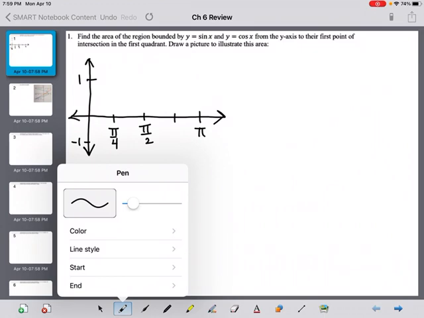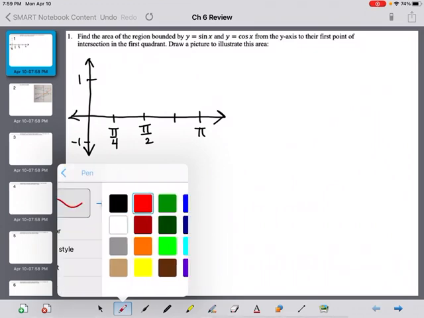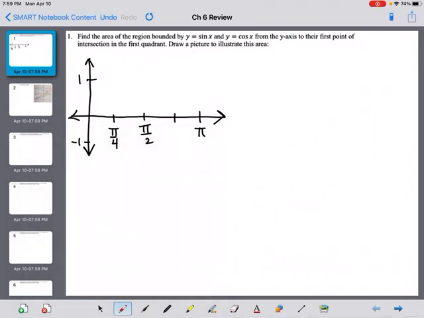Okay, so I'm going to start by graphing sine x first. We know sine is the wave, and if we're just looking at it from 0 to pi, we're just looking at half of one trip around the unit circle. So sine x starts at 0 and crosses the x-axis again at pi, and it's at its maximum amplitude at pi over 2. So this is what sine x is going to look like from 0 to pi, and it keeps going.